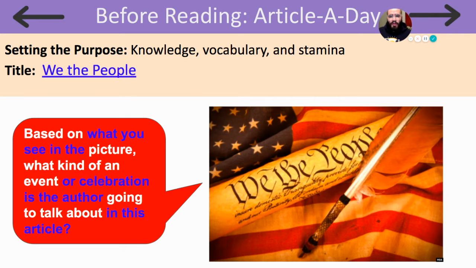Let's get started with our article today, We the People. Based on what you see in the picture, what kind of event or celebration is the author going to talk about in this article? Based on this picture, I can see that he's going to talk about a celebration that is American here in the United States because of the flag. Let's see.